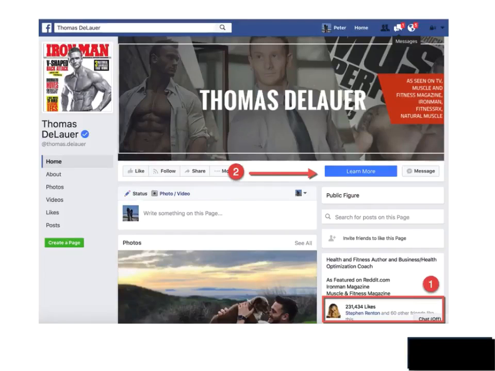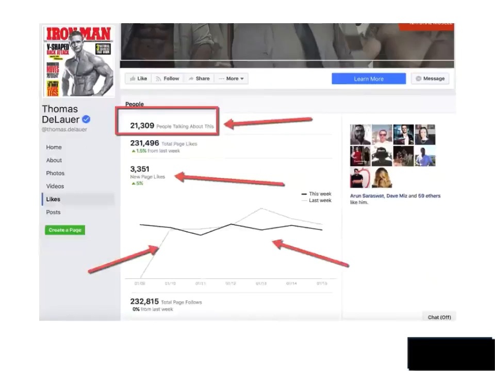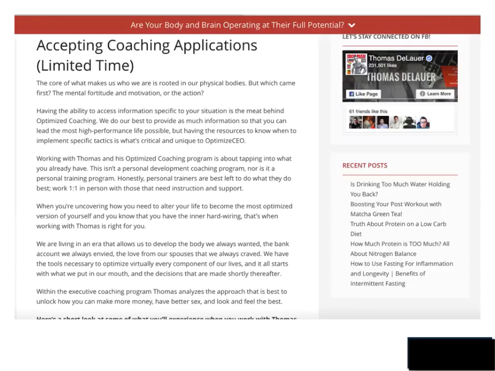When you look at number two and it says learn more on his fan page, this is where he's going. He's taking people to the right place, which is accepting coaching applications. This is where you need to be driving your traffic from. So look at his flow, look at his funnel, and see how he's doing things, right? This is the way to maximize your advertising dollars.